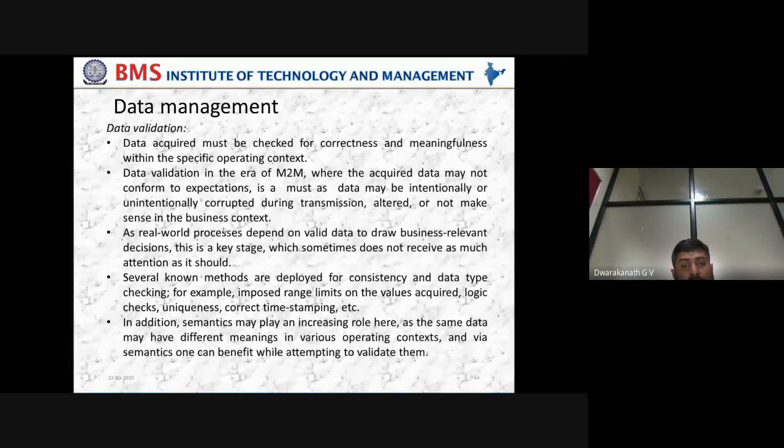In addition, semantics may play an increasing role here, as the same data may have different meanings in various operating concepts. Why? I will put on semantics. What is semantics? Some rules I will put. If data is in this range, this is this data. If data is in that range, I will consider it for another purpose, and if that range is crossed, for yet another purpose. Maybe my project is like that, validating my data based on different ranges of values. For that, I will maintain some semantics or rules.